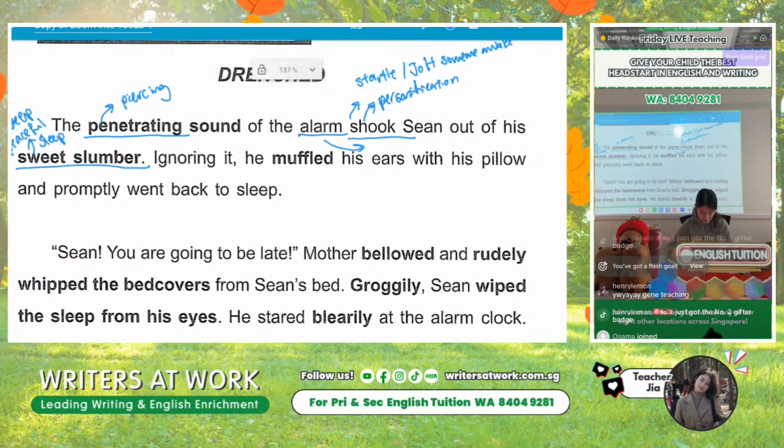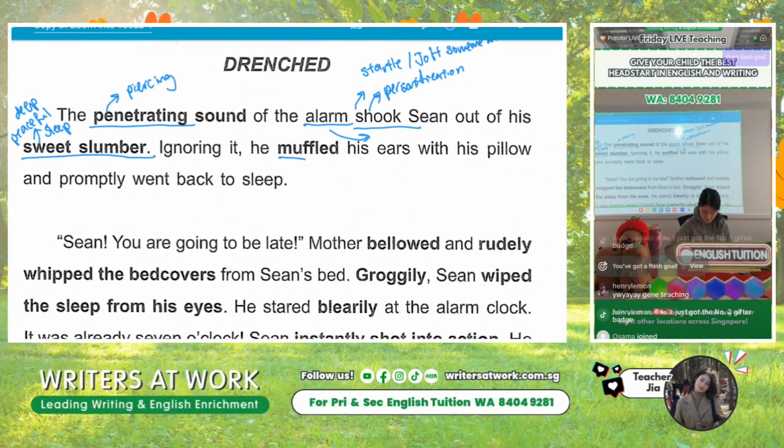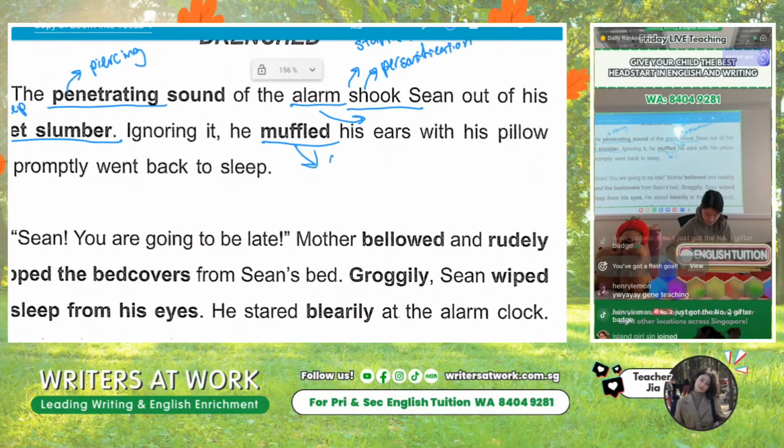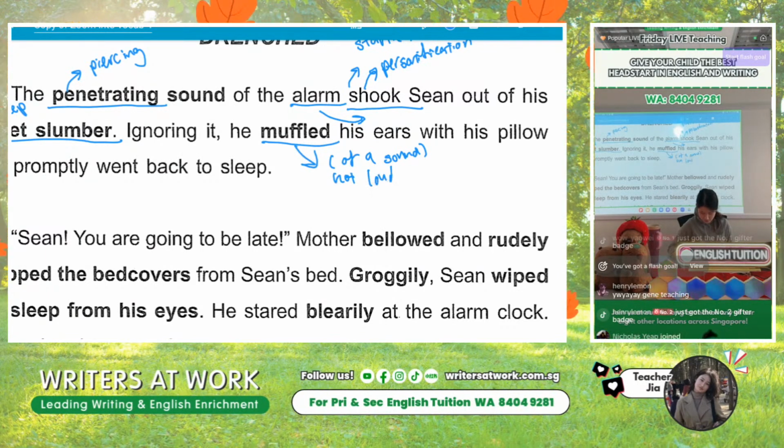Then, ignoring it, he muffled his ears. When you're talking about muffled, you can say that the sound was muffled, or he muffled his ears. You can use it as a description or as an action. In this case, it's usually of a sound. It means something is not loud due to obstruction. So something is muted, essentially.